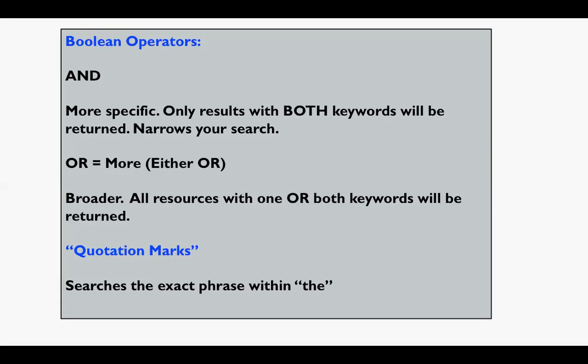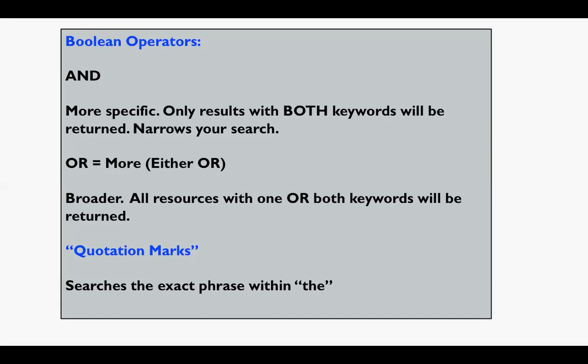When you use the word OR, you're going to be connecting like terms, similar terms, synonyms, acronyms together. And you're saying, I want either of these terms to be included in my results, to be retrieved in my results. It's broader, it's more liberal.